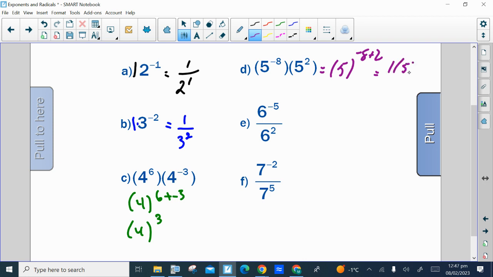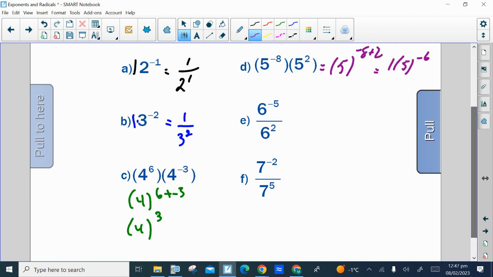Remember, this is the same thing as 1 times 5 to the negative 6, because we need to make the exponent positive by moving it from the top to the bottom. That exponent of negative 6 applies only to the 5. So only the 5 moves. The 1 stays on top. The answer is 1 over 5 to the positive 6.